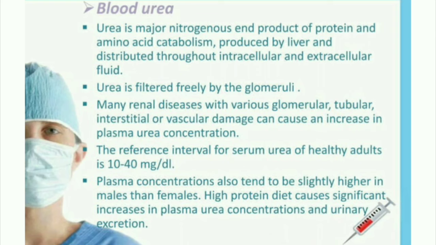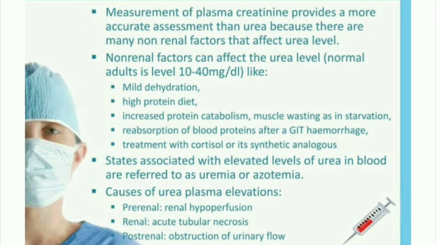The reference interval for serum urea of a healthy adult is 10 to 40 mg per deciliter. Plasma concentrations also tend to be slightly higher in males than females. A high protein diet causes a significant increase in plasma urea concentration and urinary excretion. Measurements of plasma creatinine.